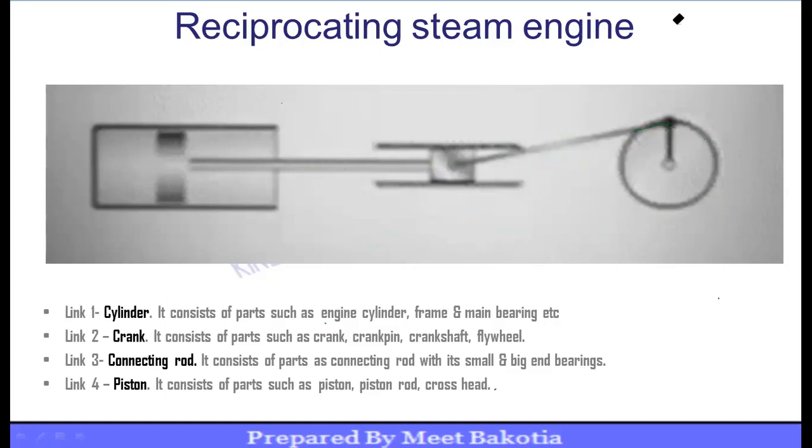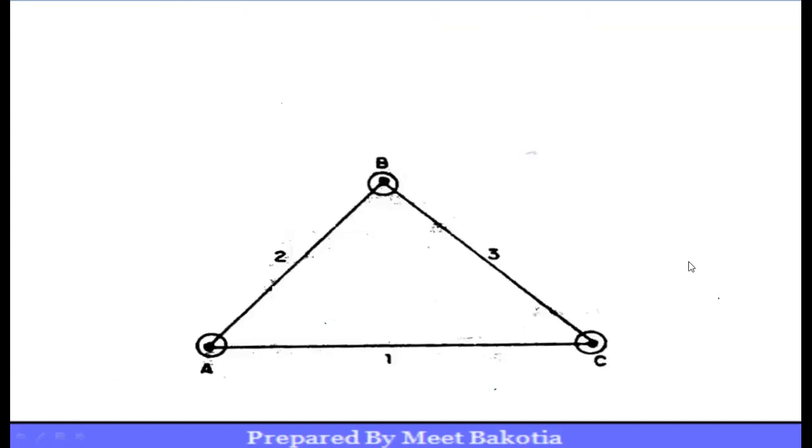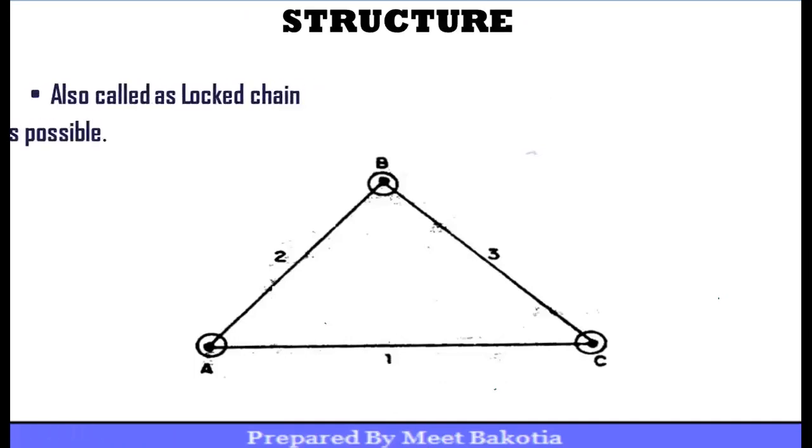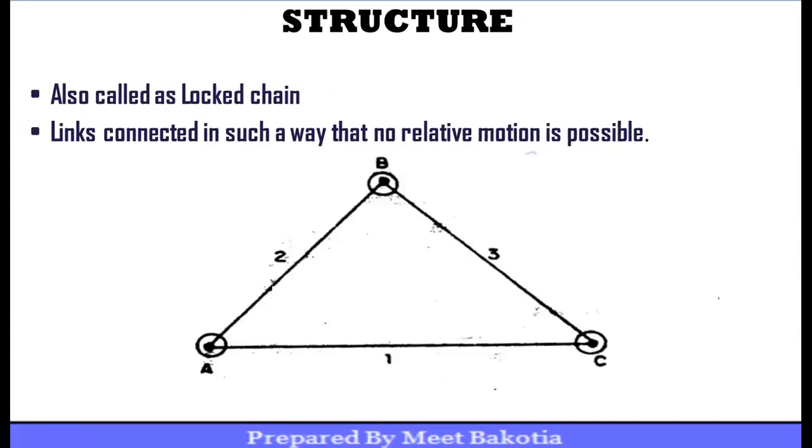Moving ahead to another definition, which is called a structure, right? Structure is basically a locked chain. You can see the diagram. The better definition for the structure is that the links are connected in such a way that there is not going to be any relative motion between the pair of links. They are always going to remain fixed. They are locked. Hence, we are going to call it the structure.